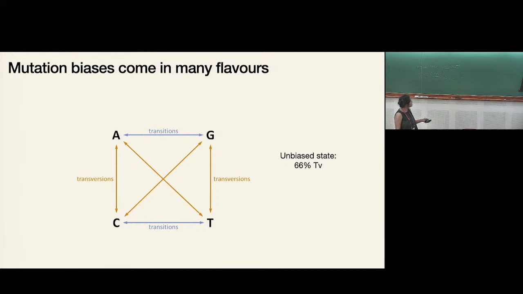And so as you can see here, if you just have a simple unbiased set of mutations, if all types of mutations are equally probable, then you expect to see that in an unbiased state, 2/3 of all mutations should be transversions. Everybody with me so far, right? So if nothing else is going on and if mutations are entirely random, you expect to see more transversions compared to transitions, right?